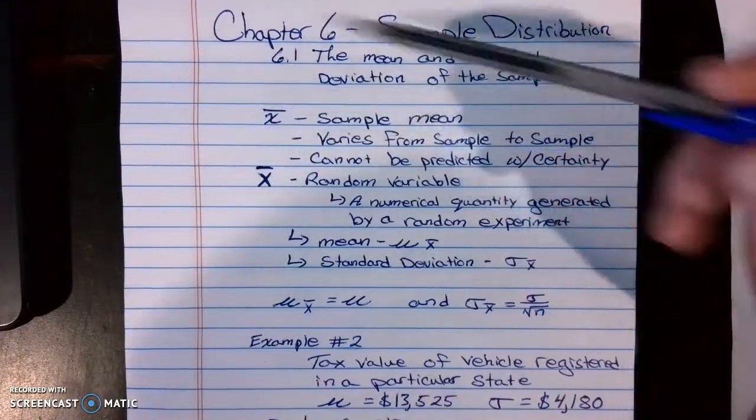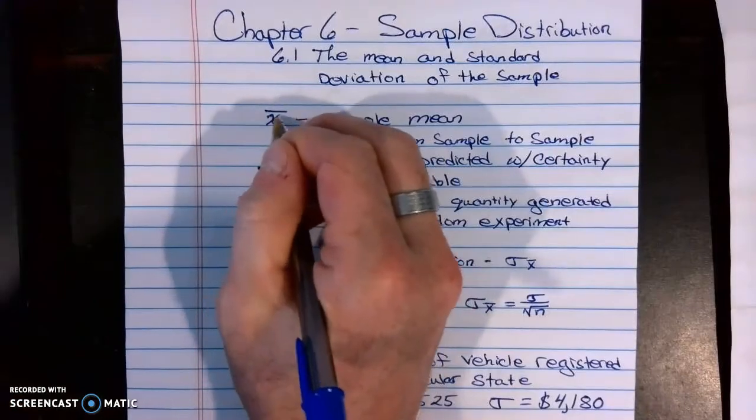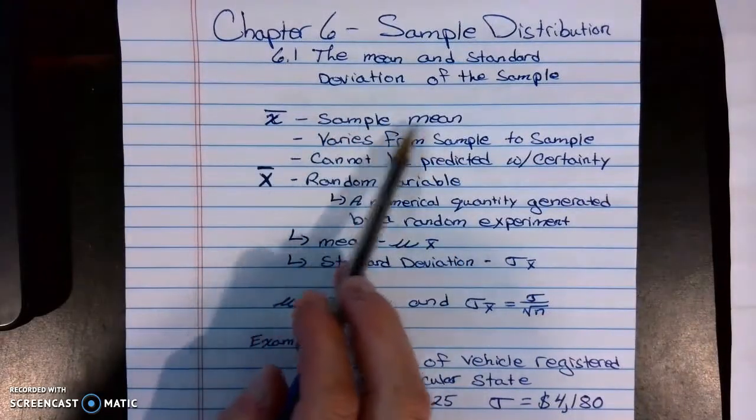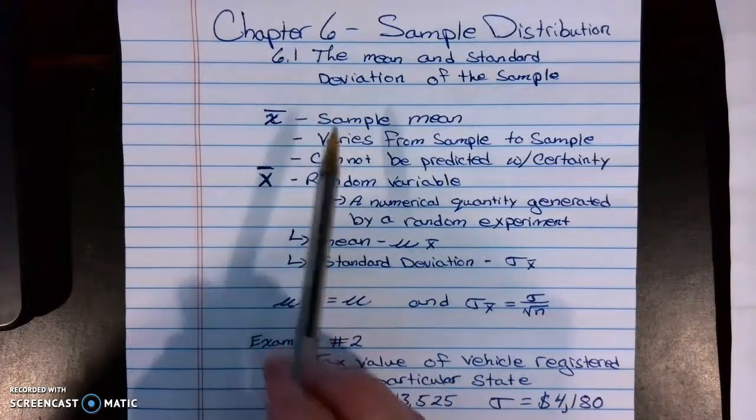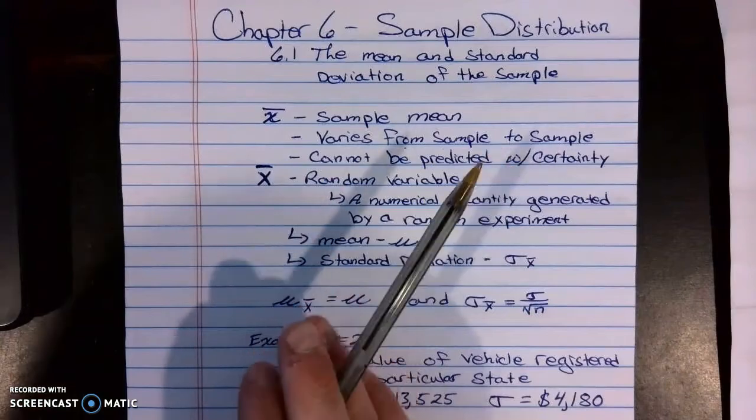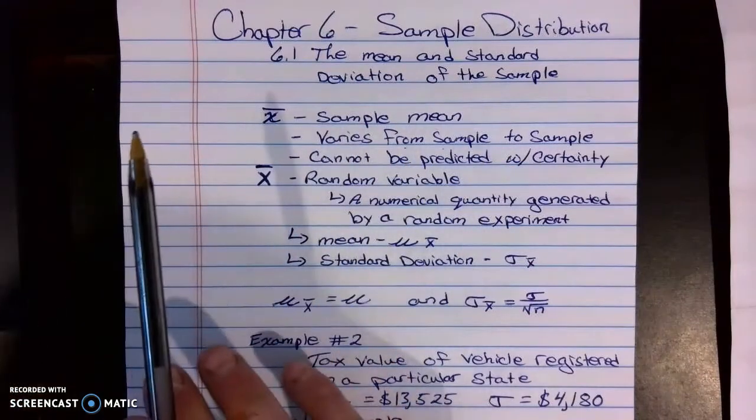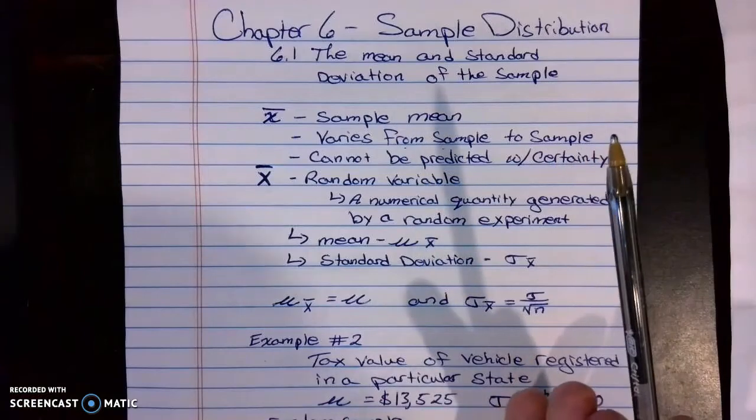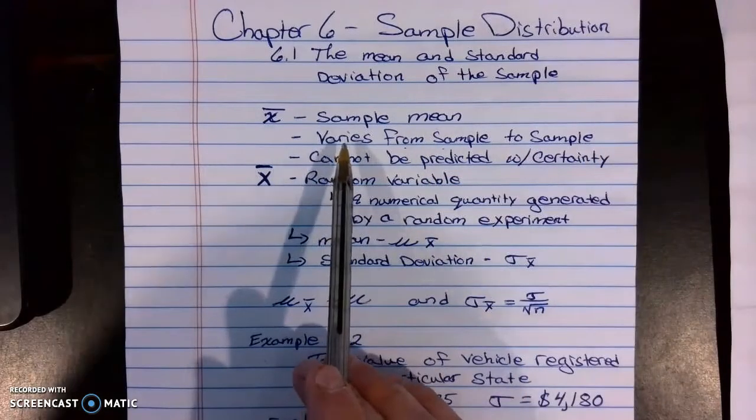This cursive little x, see the tail here? Notice the difference between this x and this x. This x represents the sample mean, x-bar, has a bar over it, and it varies from sample to sample. So it's not always going to be the same based off of the sample that you have. You're going to have different means. Are they going to be close to each other? Potentially. But they're going to be different based off of the sample.